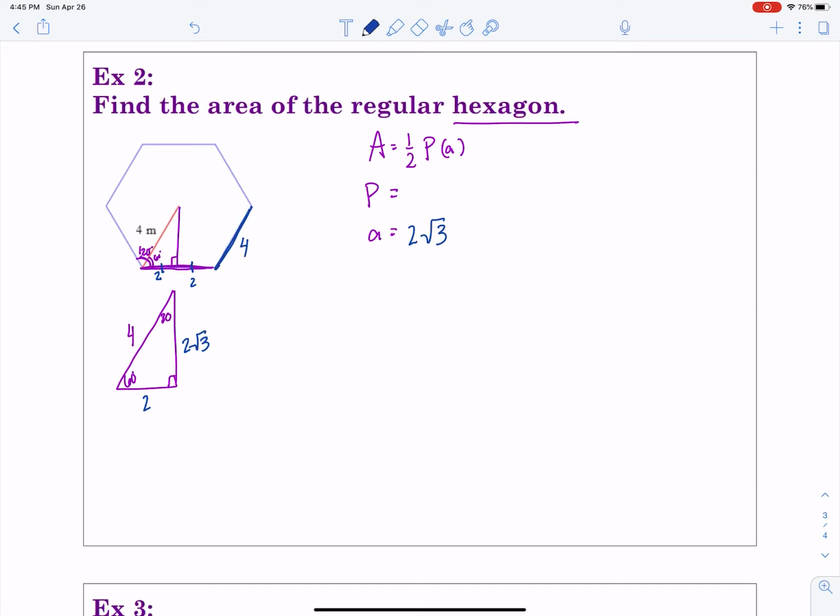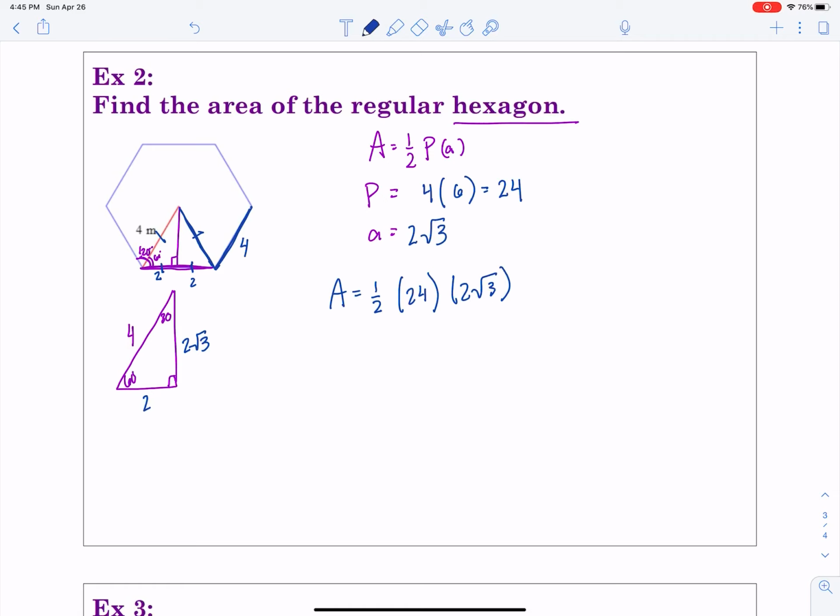We could have also found that out by drawing in this equilateral triangle, because all of these angles would have been 60, so we know that they're all 4. So the perimeter is the side length, 4, times the number of sides, which is 6, so that's 24. So we're going to plug all of that in. Area is 1/2 the perimeter, which is 24, times 2 root 3.